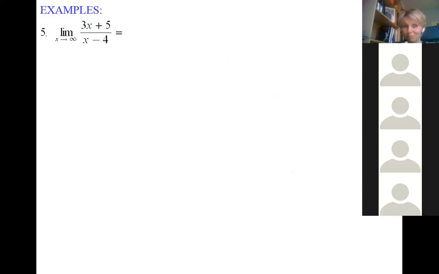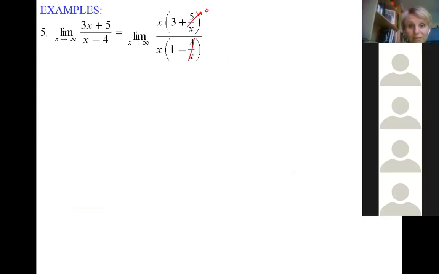What about this one? The limit at infinity of 3x plus 5 over x minus 4. You know everything. Looking at the degree, actually the degree is the same: x to the power of 1 and x to the power of 1. I will do the same thing. I will factor out the leading function, which is just x. This goes to 0, this goes to 0. And I can cancel out, because they are identical functions, x.